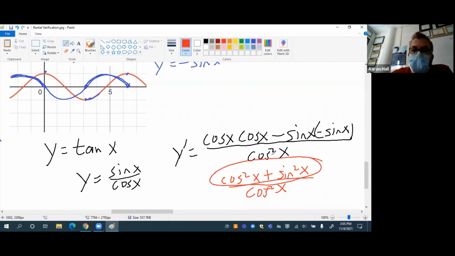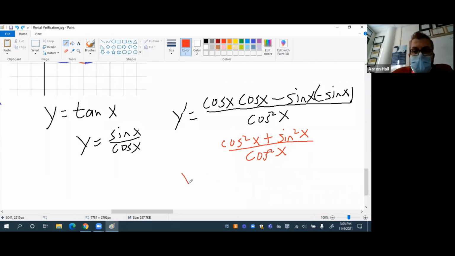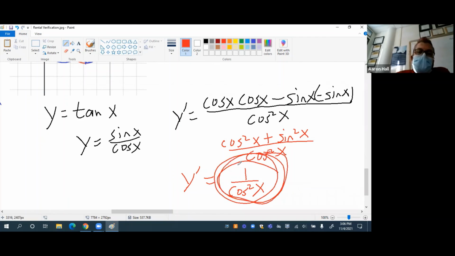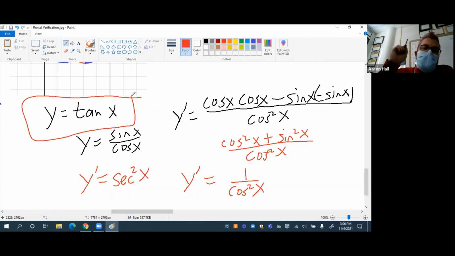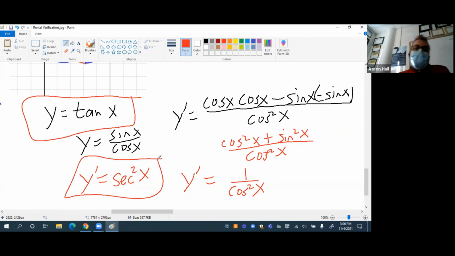Yeah, this is one of our identities. That's one. That's our Pythagorean identity. So we're left with y prime equals 1 over cosine squared of x. Is there any other way to clean this up at all? Is there a reciprocal identity that we could use? Nice. There you go. The derivative of tangent of x is secant squared of x. That's another one you have to memorize. Make a flashcard.